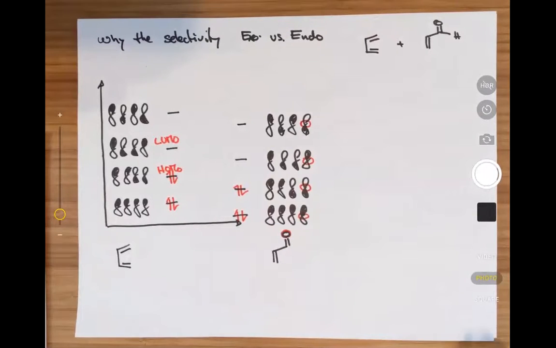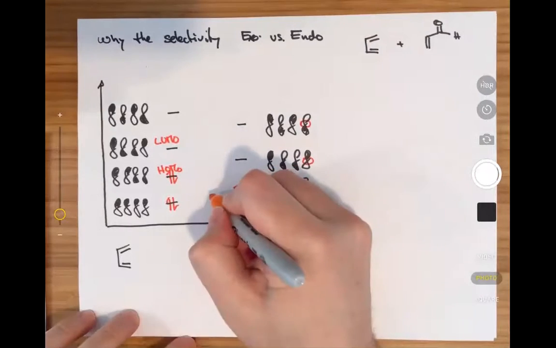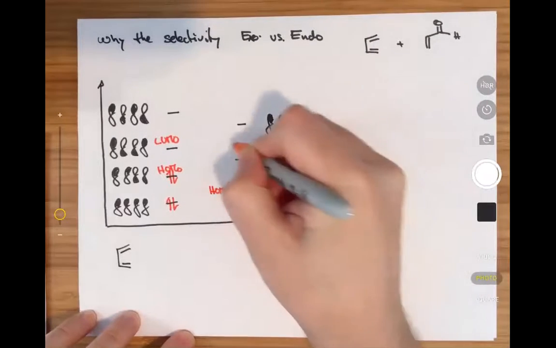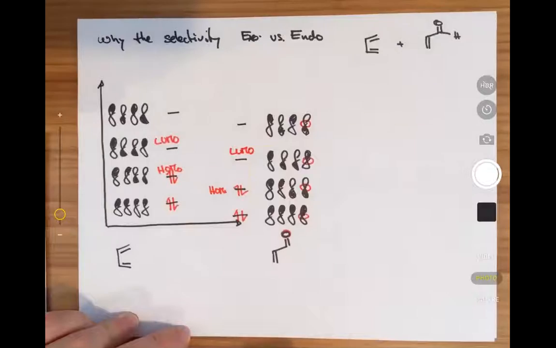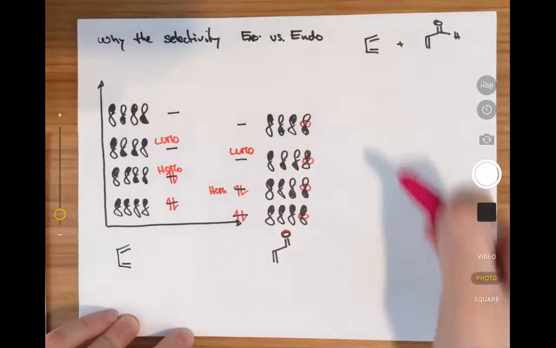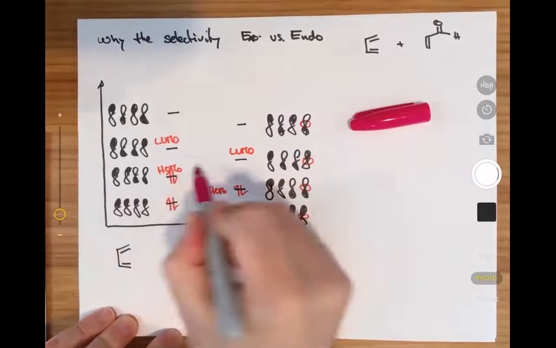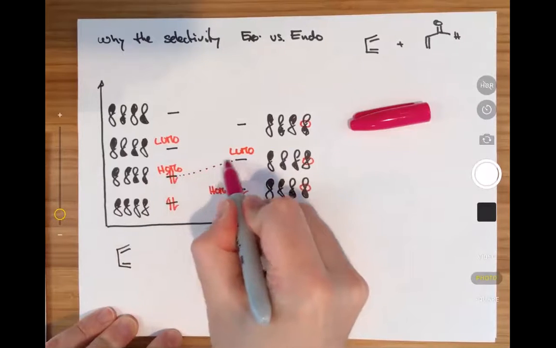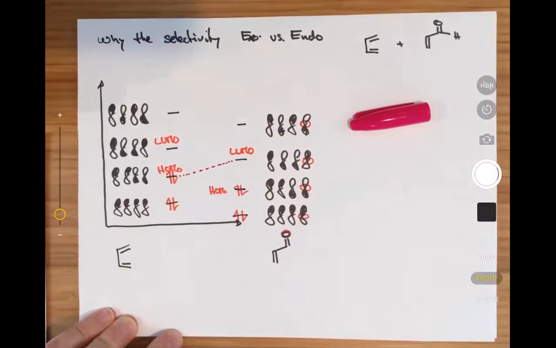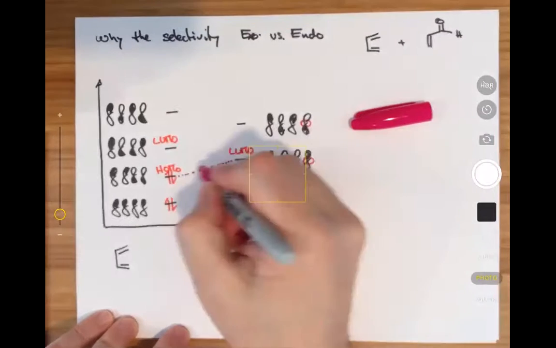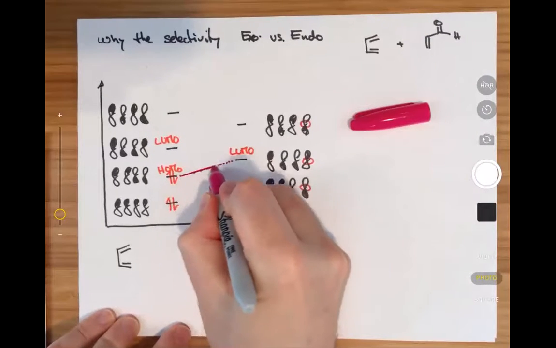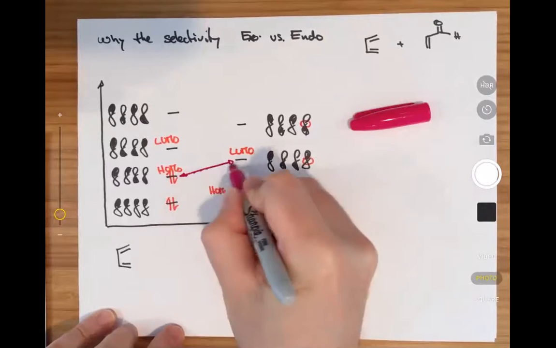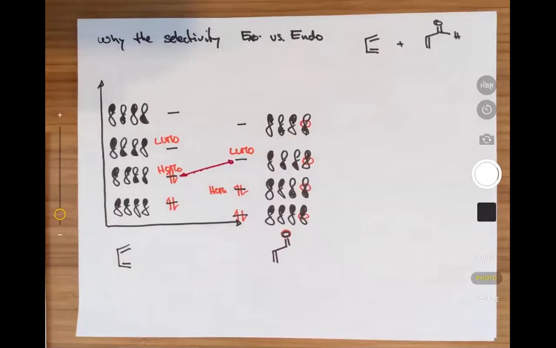Okay, so again, we're going to make an interaction between two of these orbitals. If we take a closer look at the possible combinations, here is the HOMO, and this is the LUMO. The lowest gap between orbitals is between the highest occupied molecular orbital of the diene and the lowest unoccupied molecular orbital of the dienophile. So this is the smallest gap between these two, and this is the favorable interaction that we're going to be observing in this system.